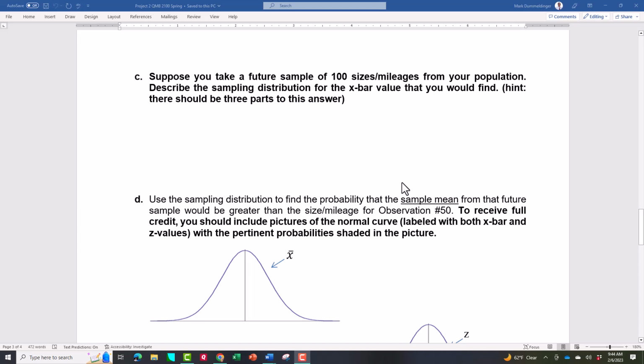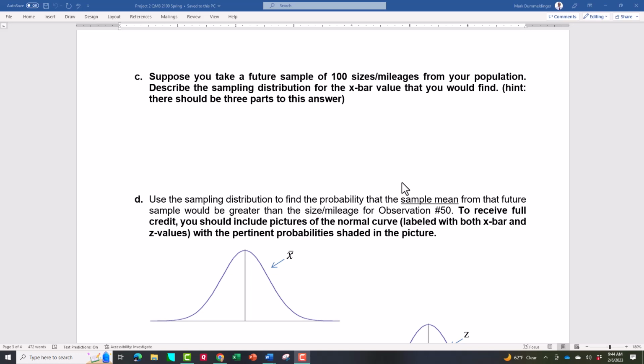And now C and D are sampling distributions. Suppose you take a future sample of 100 sizes and mileages. N is 100 here. I want you to tell me what the sampling distribution of X bar would look like. And when I describe sampling distributions, there's 3 things I describe. One involves a mean, one involves a standard deviation, one involves a shape.